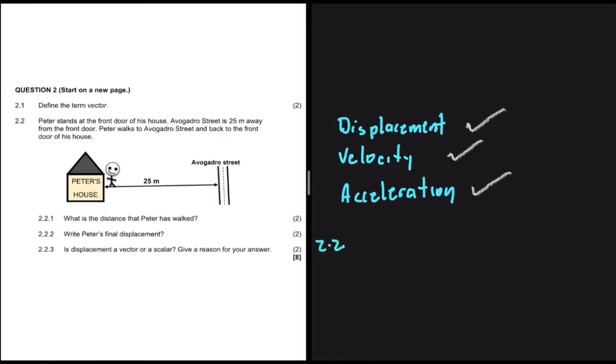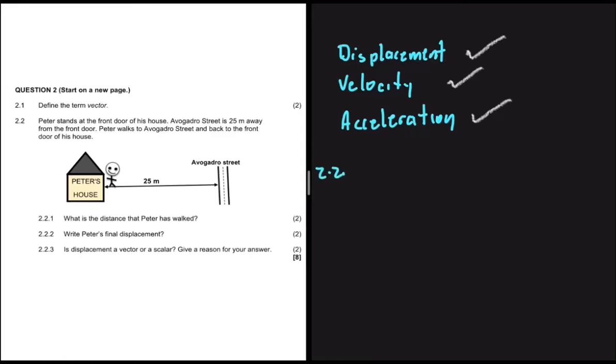In 2.2, Peter stands at the front door of his house. Avogadro Street is 25 meters away from the front door. Peter walks to Avogadro Street and back to the front door of his house. So he walks to the street and then walks back again to his house. The first question, 2.2.1: what is the distance that Peter has walked?